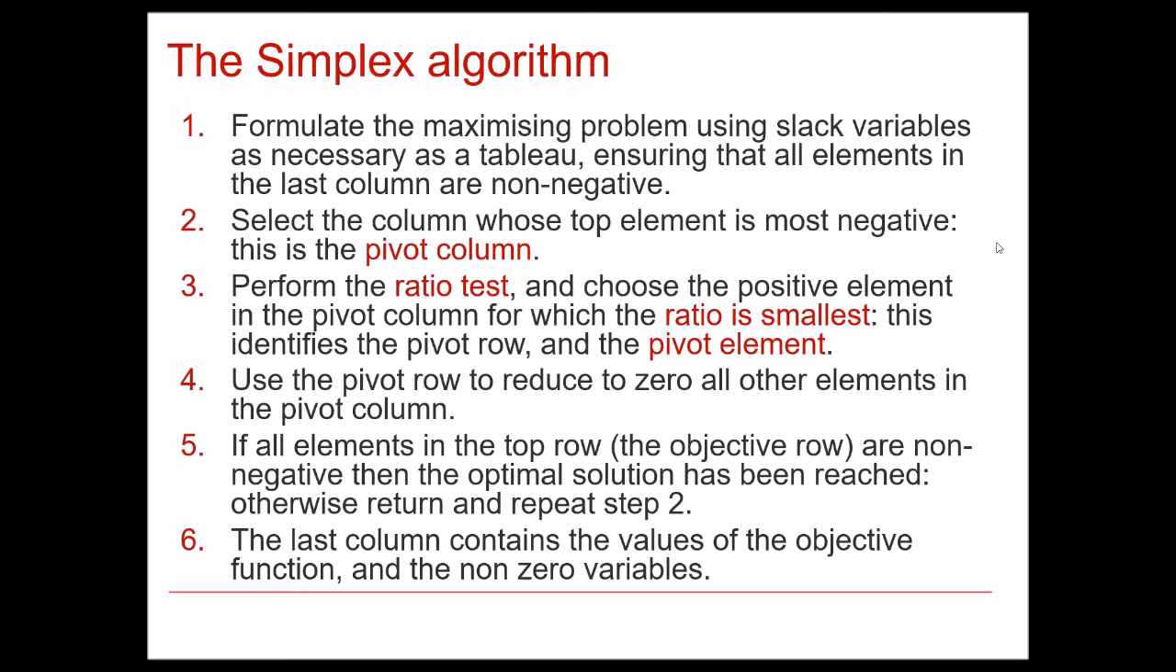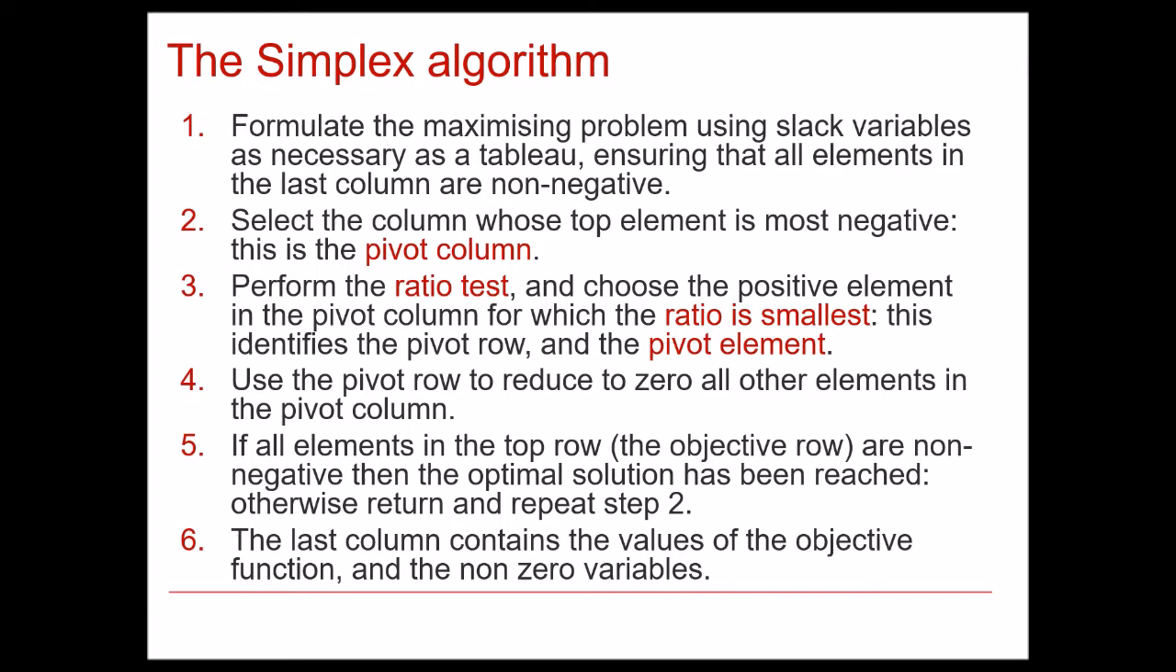In terms of the top row, we then look at that and see which of the values in the top row is the most negative. Remember, if none of them are negative in the top row, then we don't need to do anything. We're already at the optimal solution. And so the most negative element in the top row tells us where the pivot column is. And then to find the pivot row, we do what's called the ratio test. So we take the ratio of the final element with the element in the pivot column, and out of any positive numbers that we get, whichever one of those is the smallest will give us the pivot row and the pivot element.